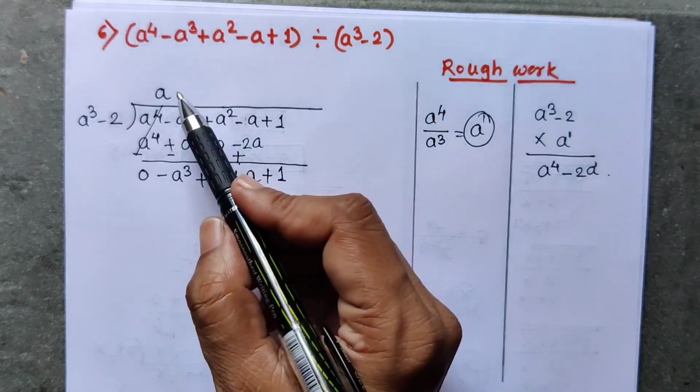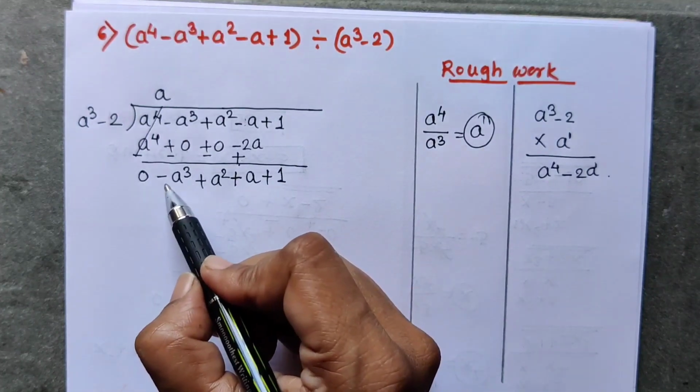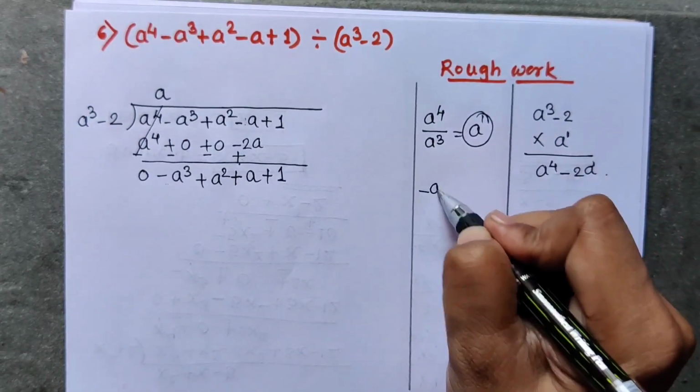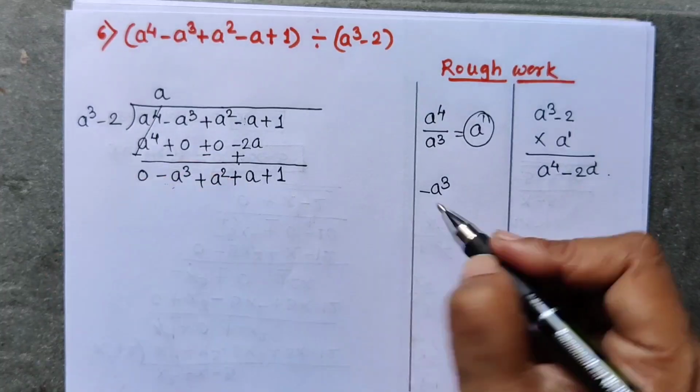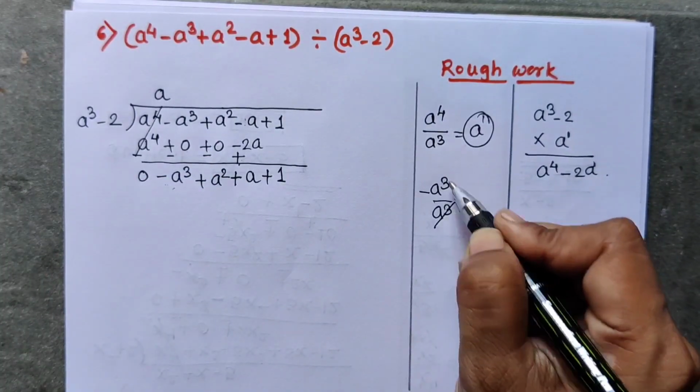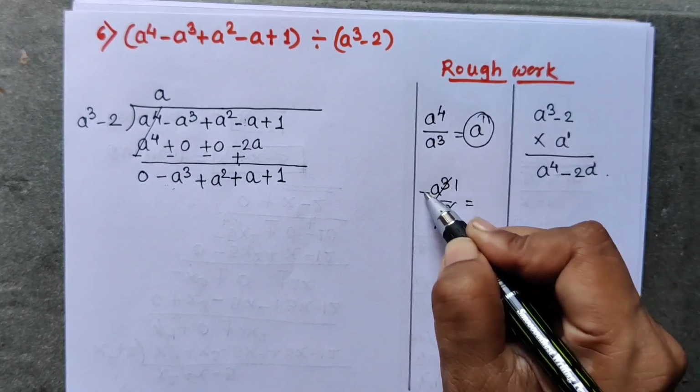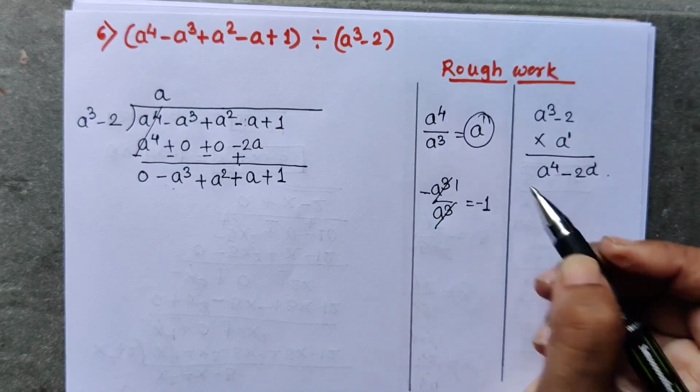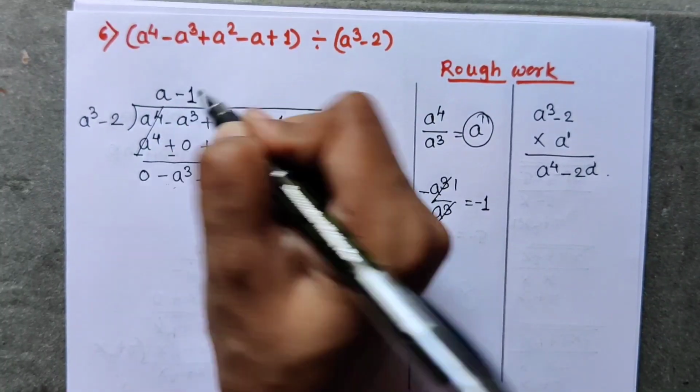Now again what we have to write in the quotient, that we have to find out here. Minus a cube is there, minus a cube, divided by this a cube. So a cube cancelled, we get 1, but minus sign is there, so minus 1. So this minus 1 I am going to write in the quotient.